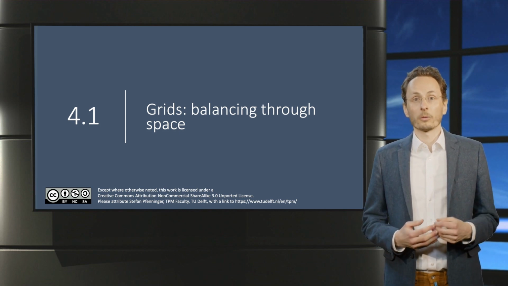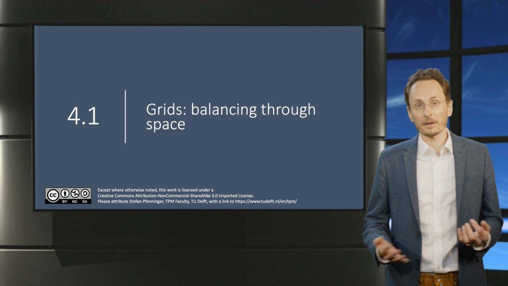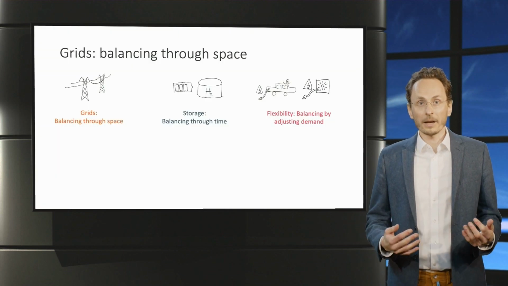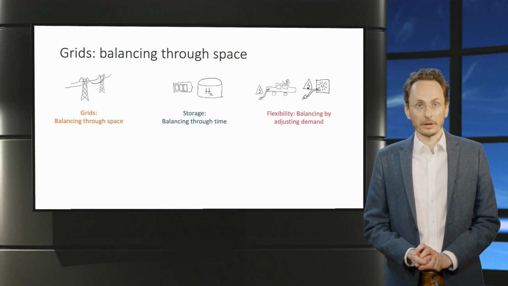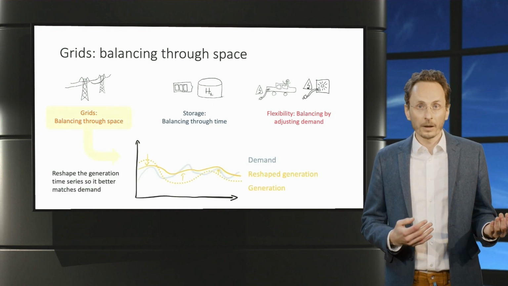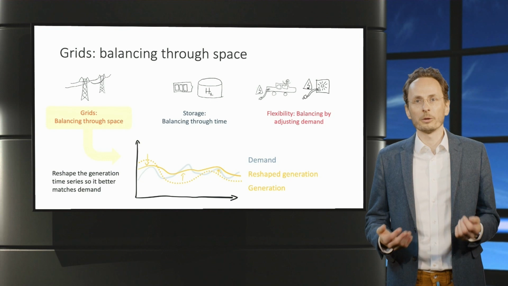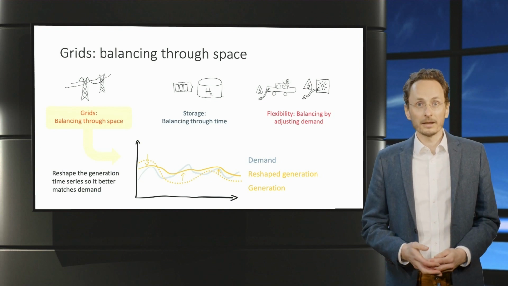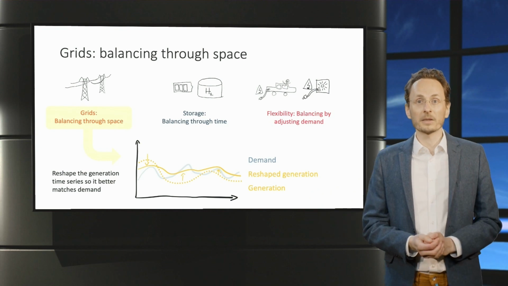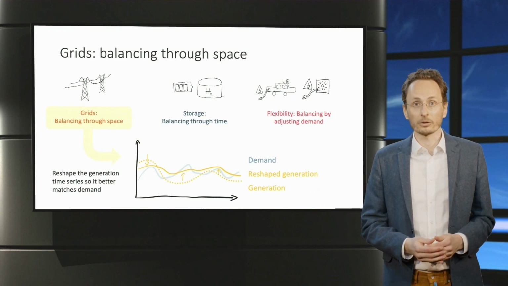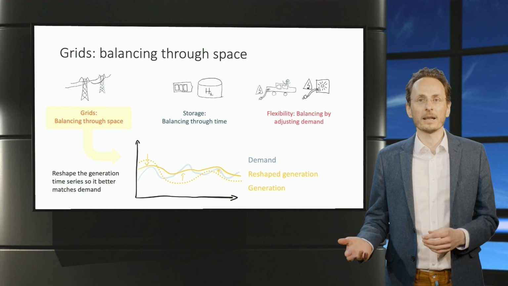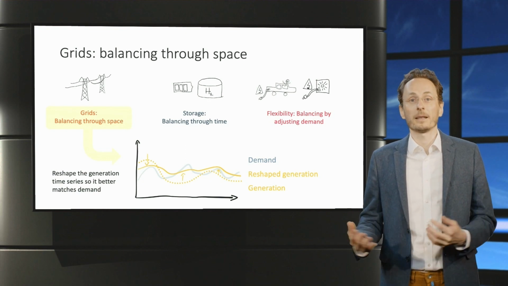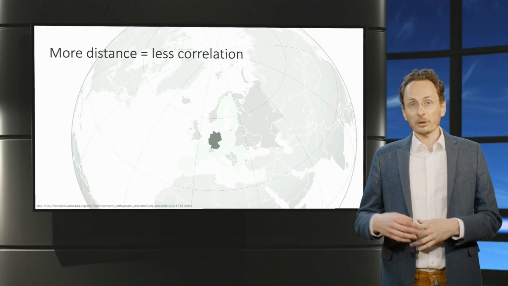Welcome to Module 4.1, Grids Balancing Through Space. This is the first of the three ways to deal with variability that we will look at. The goal is simple. We are trying to get the variable renewable generation time series closer to the demand time series. In a little drawing, I have indicated this with the dotted and the solid orange line. We are trying to move the dotted line so it looks more like the solid line, which is closer to the gray demand line. This is actually quite simple.